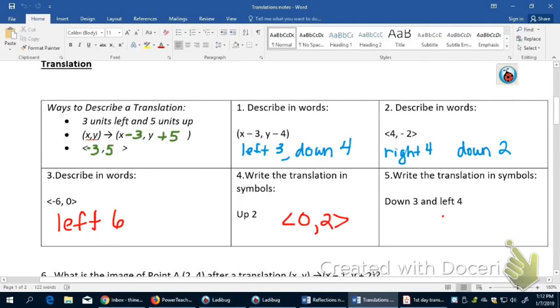Okay. If I put it like this, it says down 3 and left 4. It's tricky because they switched it on you. You see how they put down 3 first? Well, I still don't put that first, because I know up and down has to do with the second one. So down 3 has to go second here. Okay, so it's negative 3. Left 4 has to go first because right and left goes first. It's left, so it's negative, so it will go here.